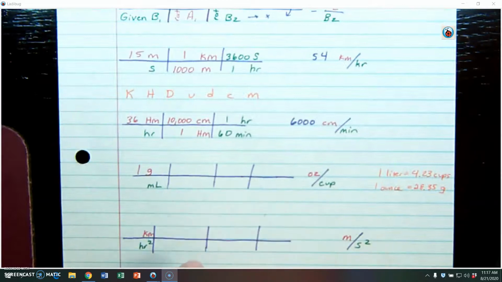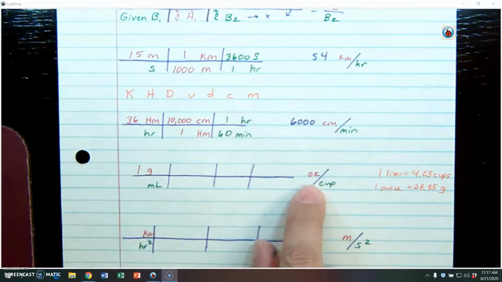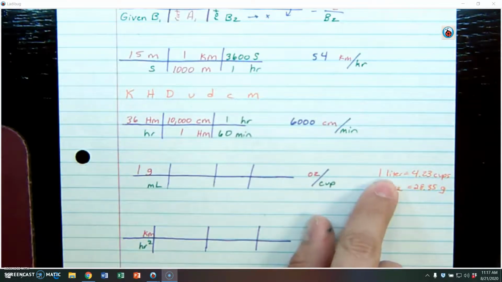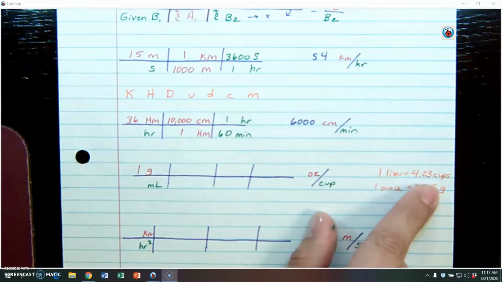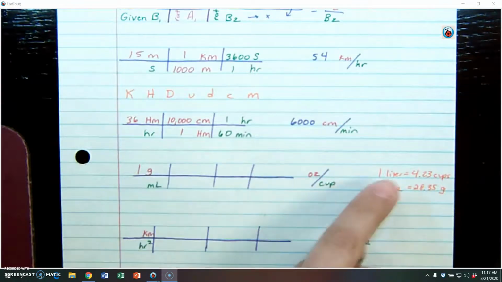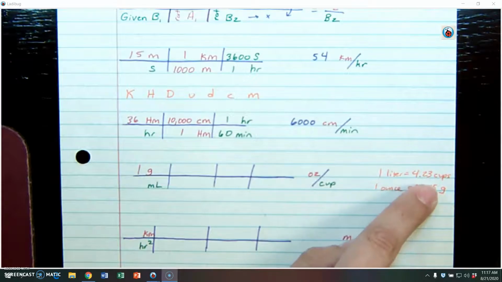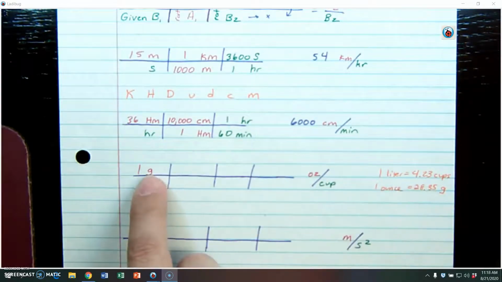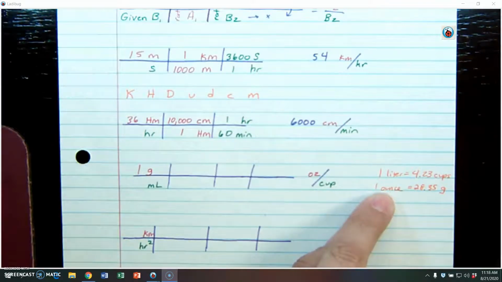Okay, I'm going to throw in some English in there just to kind of trip this up a little bit. I want to go from grams per milliliter, this is density measurement, to ounces per cup. Okay, so first thing, I know that 1 liter is equal to 4.23 cups, so I want to go from grams to liters and then from liters to cups. That's going to help me jump a little bit easier. And then we want to go from grams to ounces.